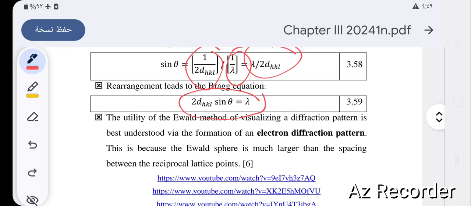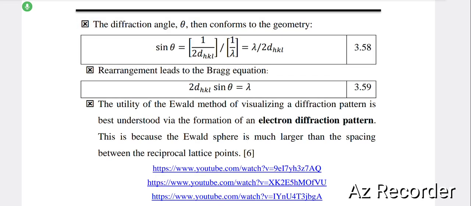طبعا هذا للتأكيد. الآن إن شاء الله نستكمل في المحاضرة القادمة بنفس الموضوع، لكن بتكنيك جديد، electron diffraction pattern. وبارك الله فيكم، والسلام عليكم ورحمة الله وبركاته.